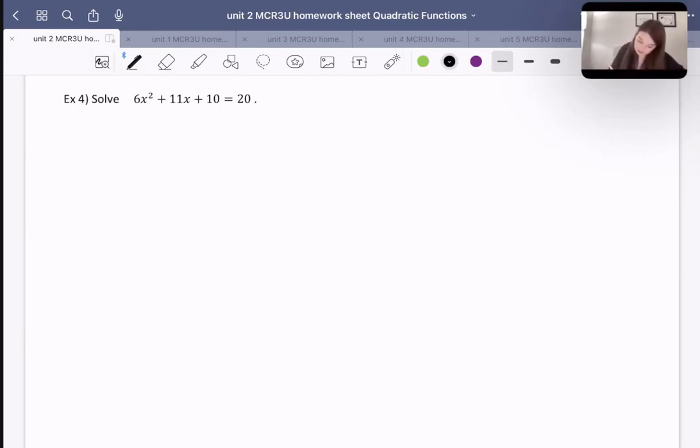So the first thing I'm going to do is I'm going to put everything onto the same side. I'm going to subtract 20 from both sides, so we end up with 6x squared plus 11x minus 10. Now, unfortunately, we can't common factor. One thing I always say is if you can common factor and your goal is to factor fully, then do. Always common factor if you can. However, in this case, we can't common factor because these numbers do not have a greatest common factor that is not 1. Their greatest common factor is 1, unfortunately.